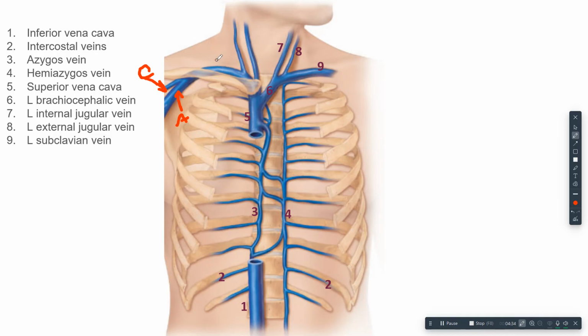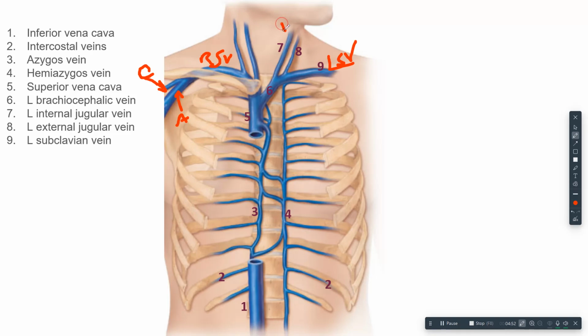And then I'm going to have my right subclavian vein here. I also see my left subclavian vein over here. Okay, got my right subclavian vein right here. Got my left subclavian vein over here. I also see a pair of jugular veins.